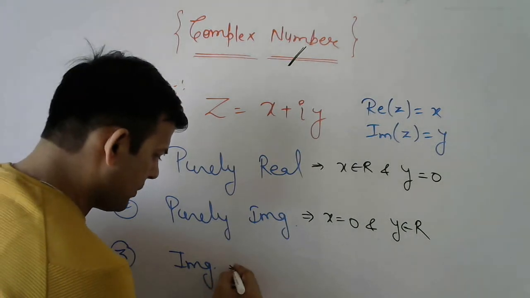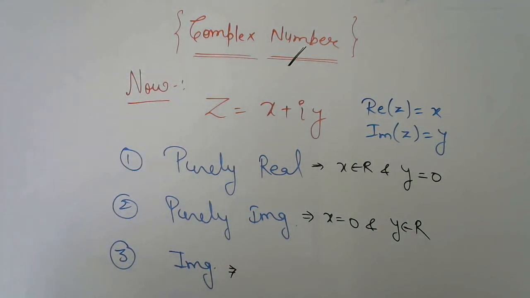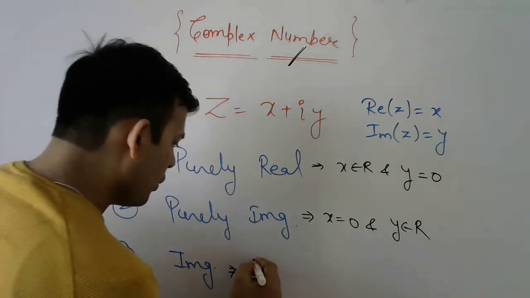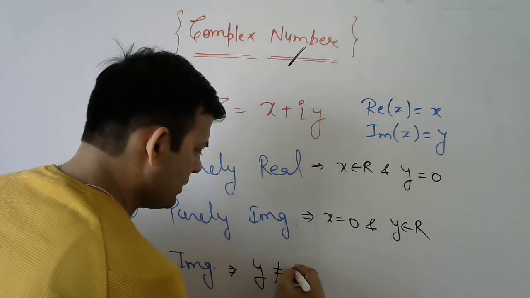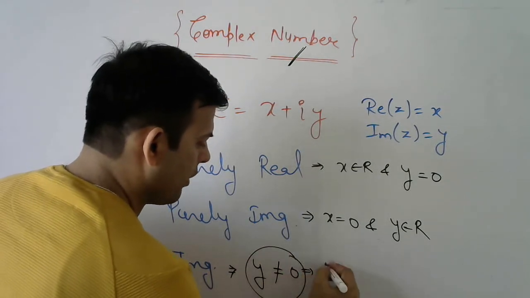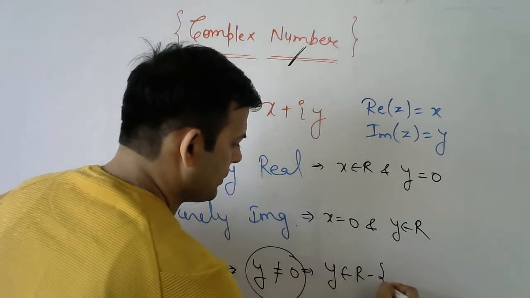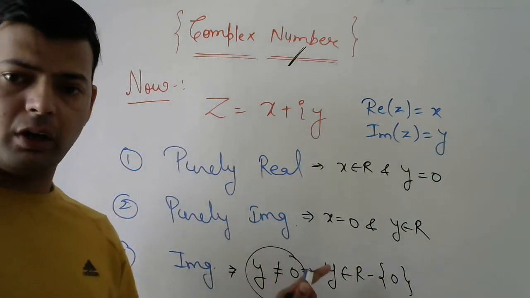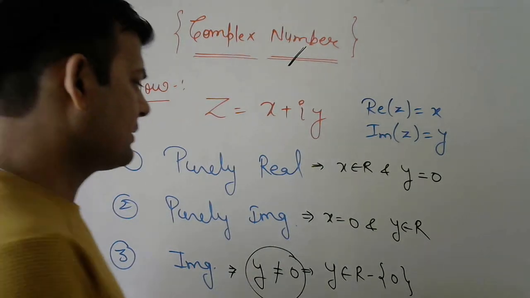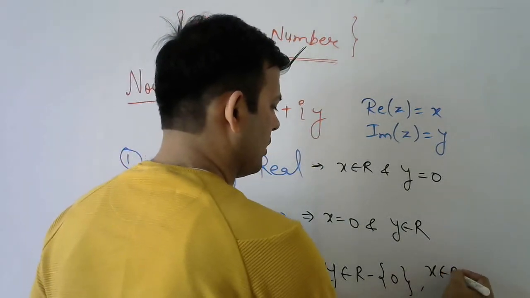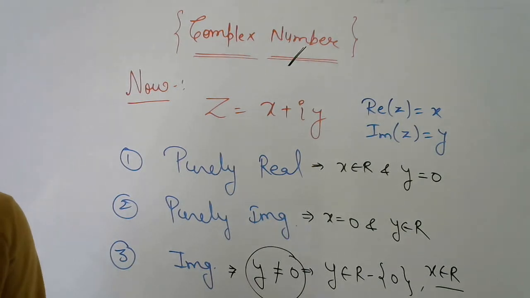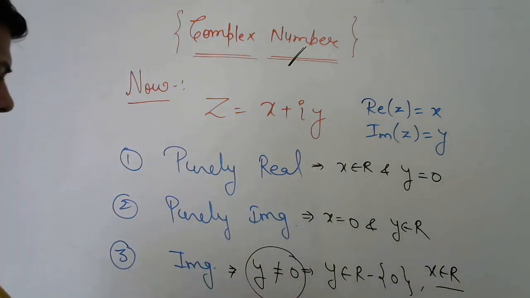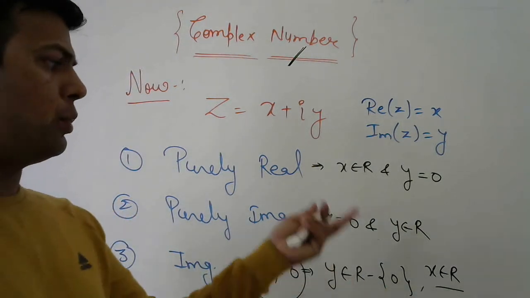In case of imaginary, y cannot be 0. It means y can be any real number except 0. And x can take any real number. It can be 0 also. If it is 0, then it is purely imaginary.